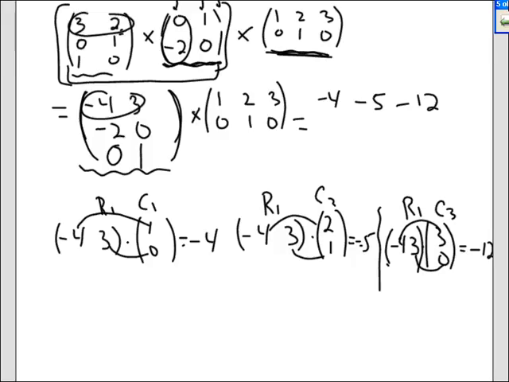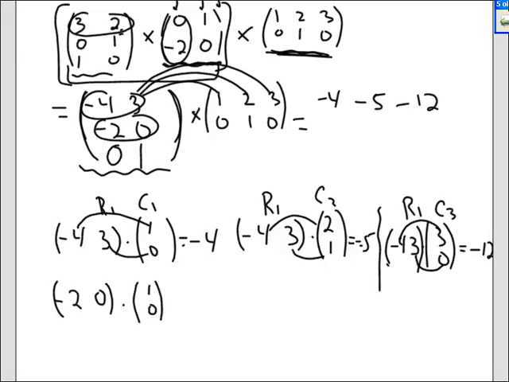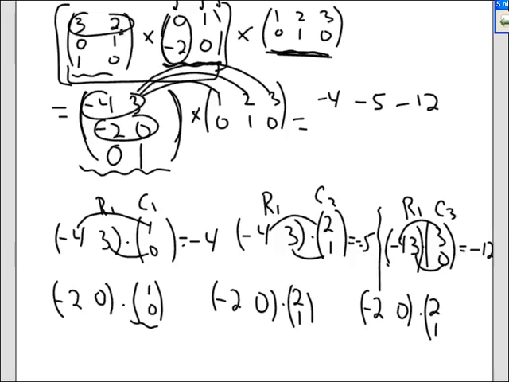Now, I'm done with row 1. I dotted it with the first column, the second column, the third column. Now I go on to the second row, negative 2, 0. I am going to dot it with the first column. Take the second row and dot it with the second column. And I'm going to take that second row, dot it with the third column.